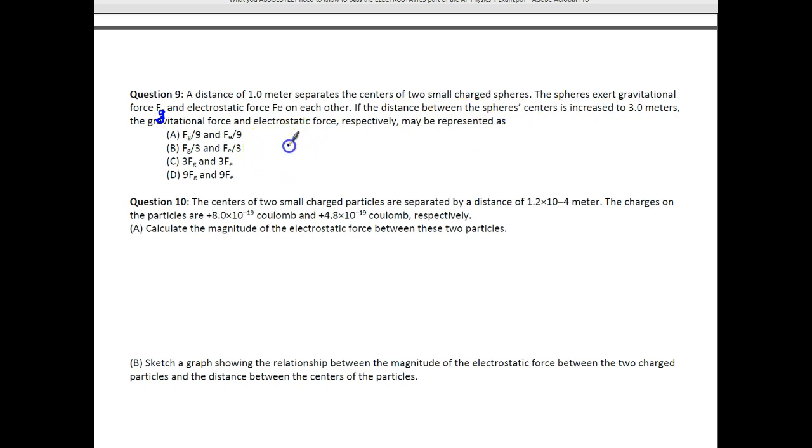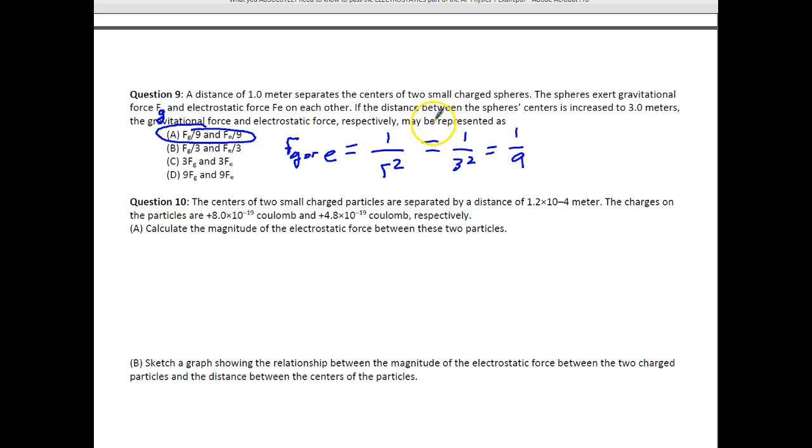And we remember that the force, either gravitational or electrical, is proportional to 1 over the square of the distance. So if we're going to increase this by 3, that'd be 1 over 3 squared, which is going to be 1 over 9. So they can both be represented by letter A, which is Fg over 9 and Fe over 9. We know the charges don't change from what it says.